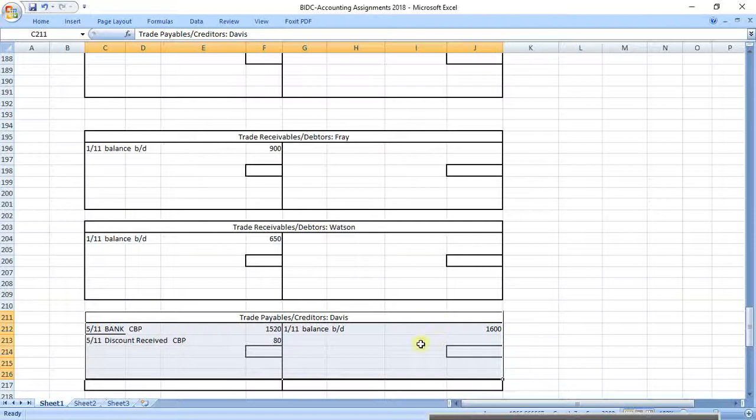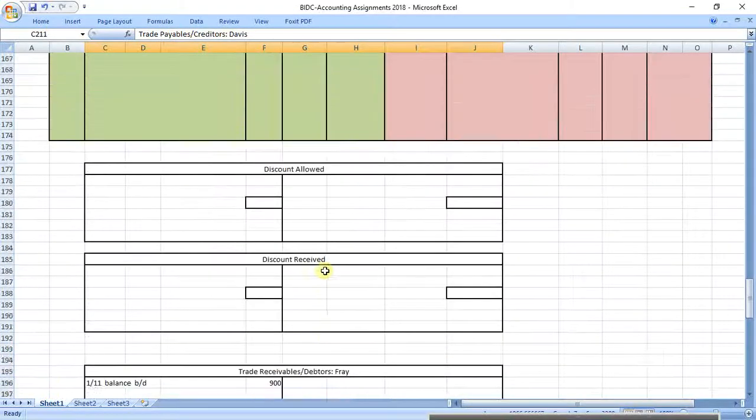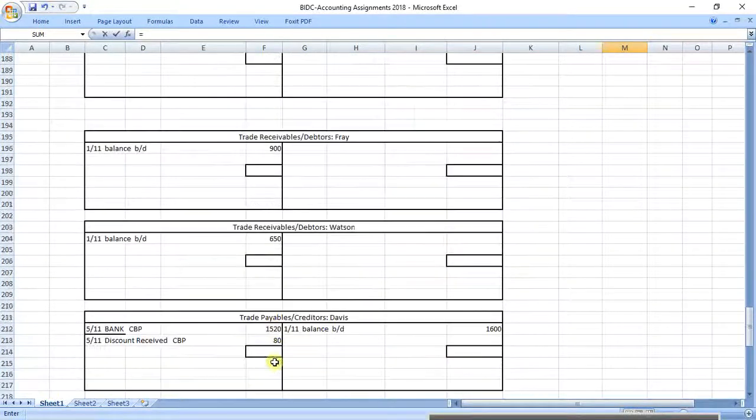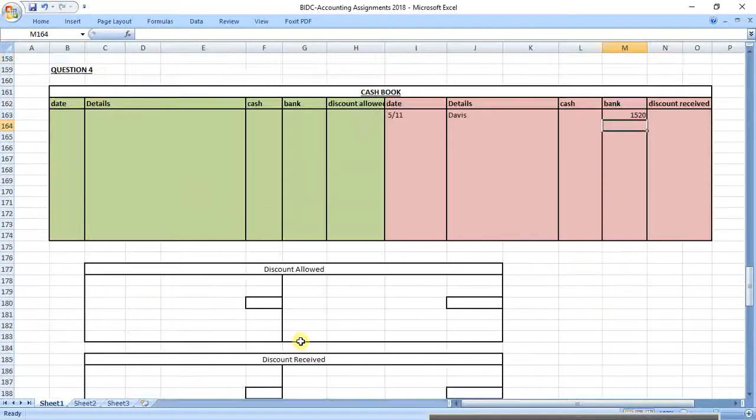So Davis, trade payable, from the bank. How did we pay? What did it say? Was it a check? Yes, it was a check. So we would put that in this column, not that one. How much did we pay? We worked it out. Just take this figure, that's how much I paid. And then my discount was obviously the 80 Rand.